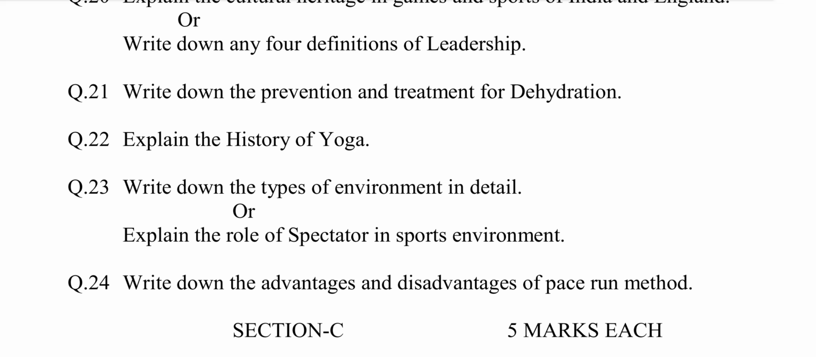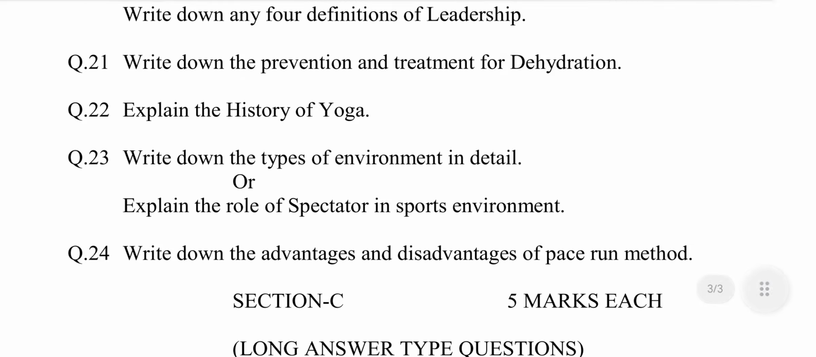Or write down any 4 definitions of leadership. This question is also selected from chapter number 3, Sociological Aspects of Physical Education. The answer may be: the 4 definitions of leadership are as listed below. Number 1, according to Durlin, leadership is the exercise of authority and making of decisions. Second, according to H.T. Mazumdar, the leader is one who has power and authority.